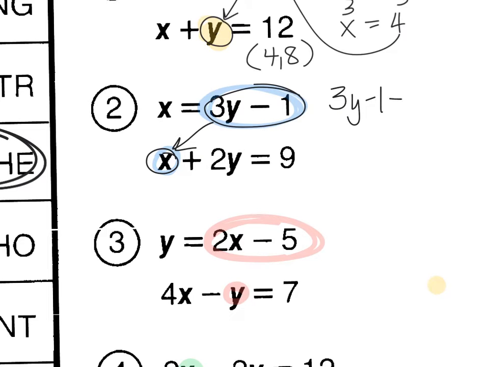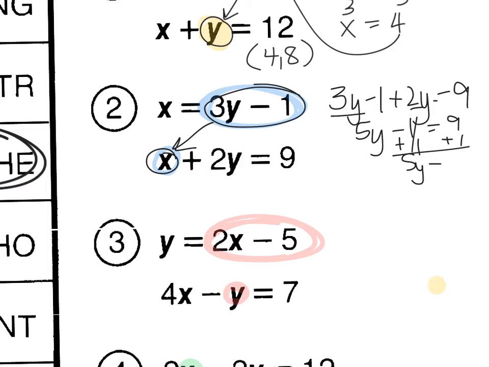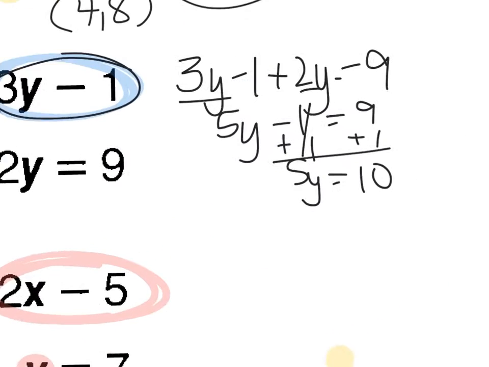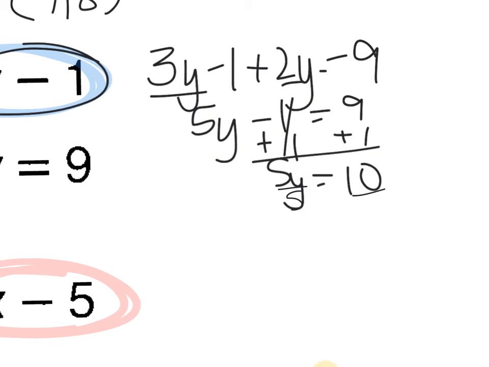Still no parenthesis. We're just going to replace the x with the 3y minus 1. The 3y and the 2y go together and make 5y. We're going to add the 1 to the other side. So 5y equals 10. And we're going to divide by 5. And y is going to equal 2.